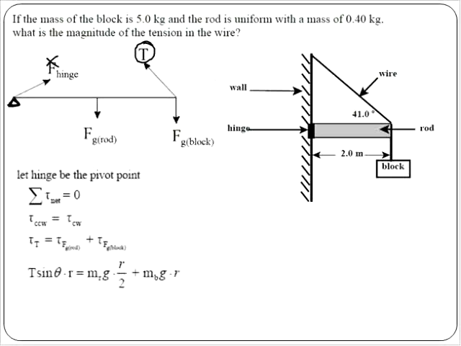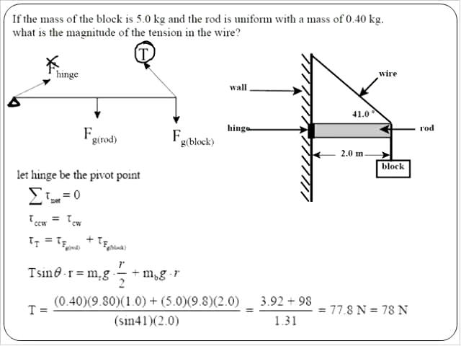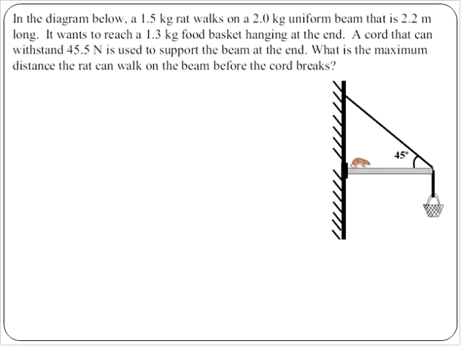Here's the numbers. So T equals, there's your calculation, and you get 78 newtons of tension in that wire. That's the magnitude. Okay, so that's a pretty standard question for balancing torques. There's almost always some kind of balance torque problem on your public exam. It's there just about every time. So be ready for it.